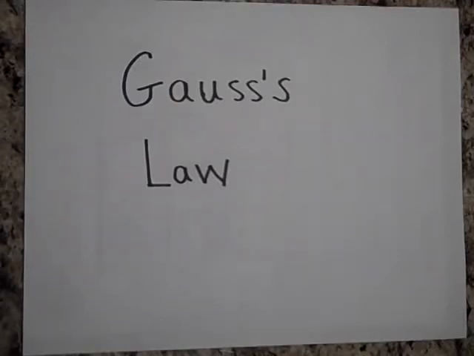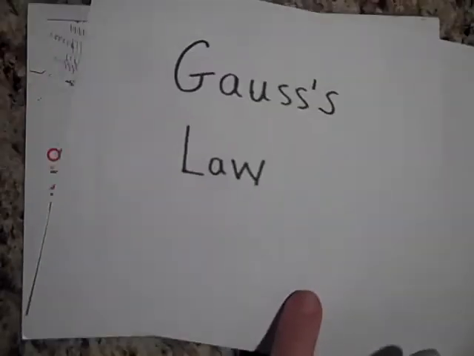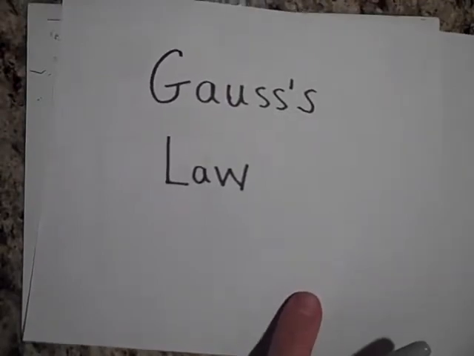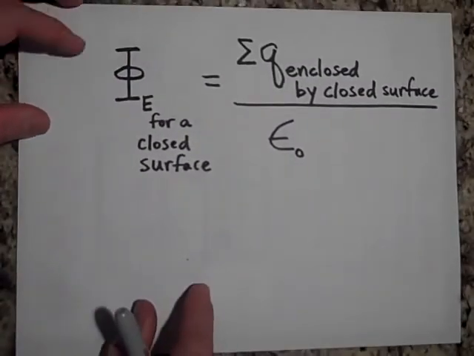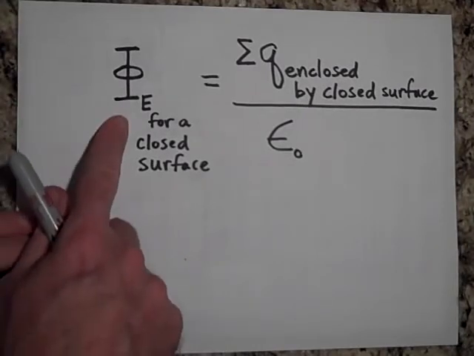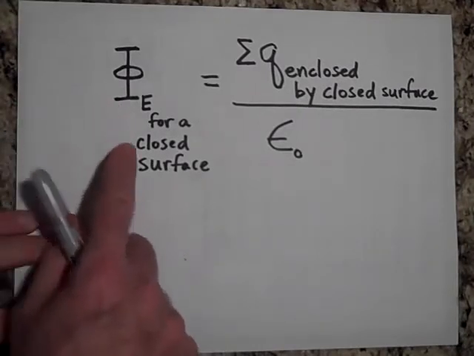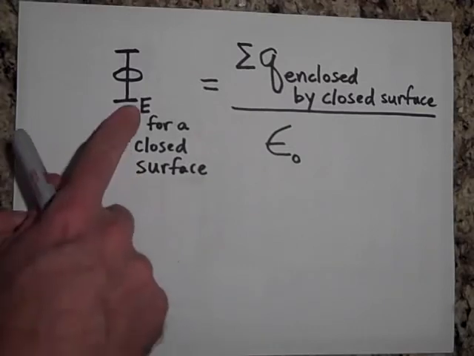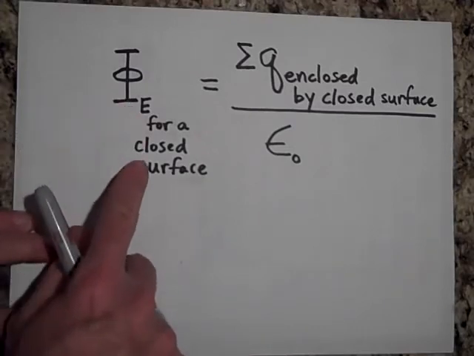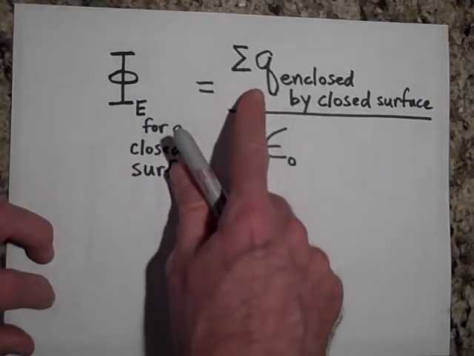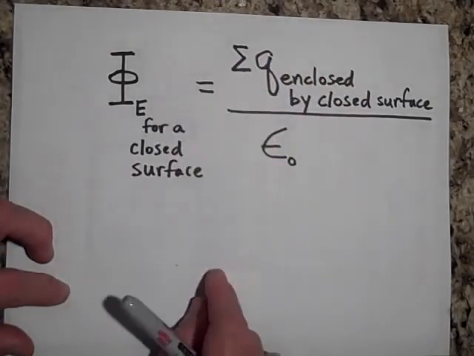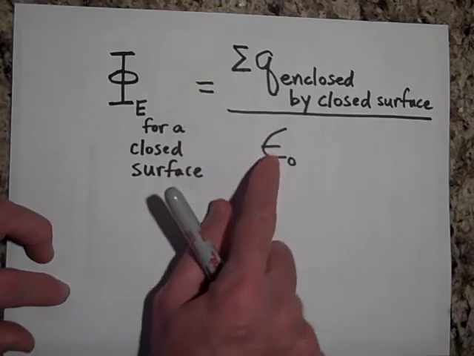Okay, I'd like to tell you about Gauss's law here. Gauss's law is for finding electric fields, and this is how you do it. You take advantage of the fact that we have two equations for finding the flux that passes through a closed surface. So the electric flux that passes through a closed surface can be found either by adding up all the charges enclosed by the surface and dividing by a constant.